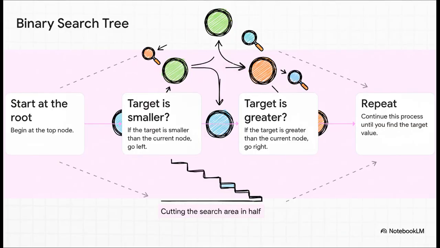And right here, we're seeing an algorithm in action. An algorithm is just a fancy word for a set of rules to solve a problem. With a sorted data structure like this binary search tree, you can find any number you're looking for incredibly fast. You just start at the top and keep asking, is my number bigger or smaller? You cut the number of things to search in half with every single step.